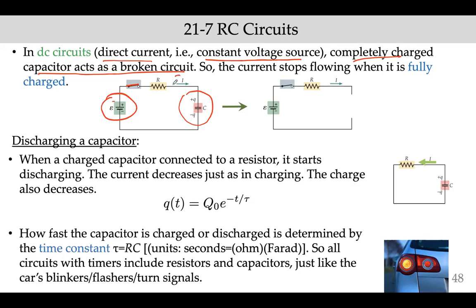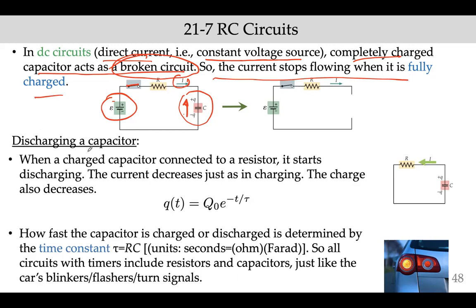Because remember, it produces its own current exactly in the opposite direction to the current that's created by the battery. So the total current goes to 0. It doesn't allow the current to pass when it's completely full. So it acts as a broken circuit. So this circuit, when the capacitor is completely charged, becomes something like this, a broken circuit. The current stops flowing when it's fully charged.